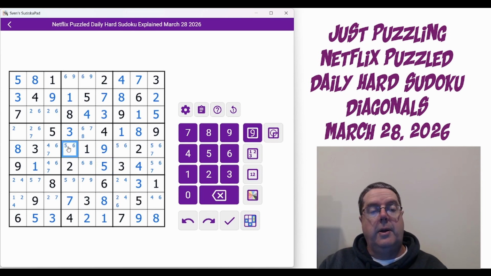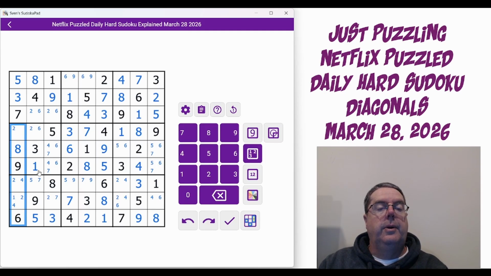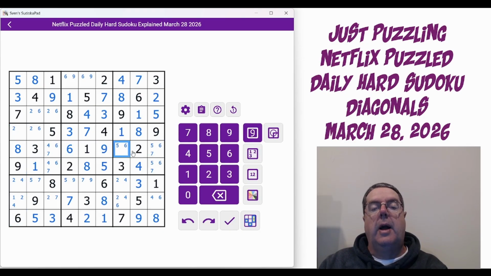Because of this 5 here, this must be a 6. 6 can't be here because of that, so this is going to be an 8. This can't be 6 and 8, so this must be a 7. 7 can't be here. Get rid of that. 6 comes up here. 6 comes across here. Okay, 6 comes across here, so these can't be a 6. This will be a 6 here.